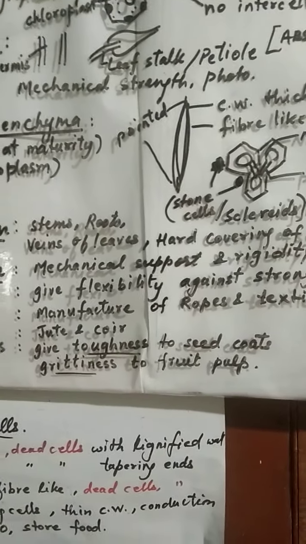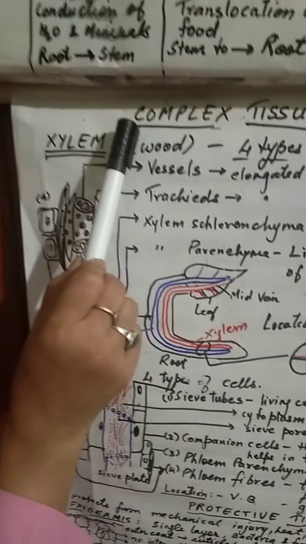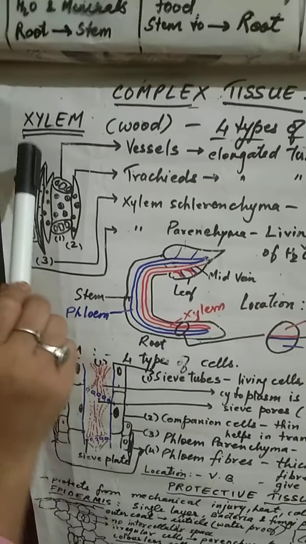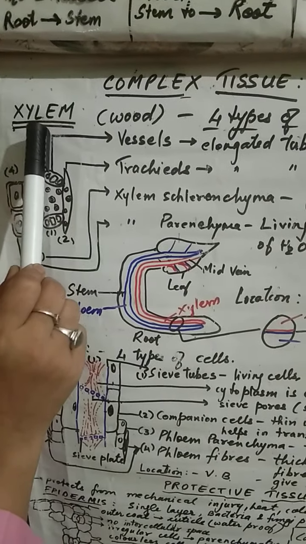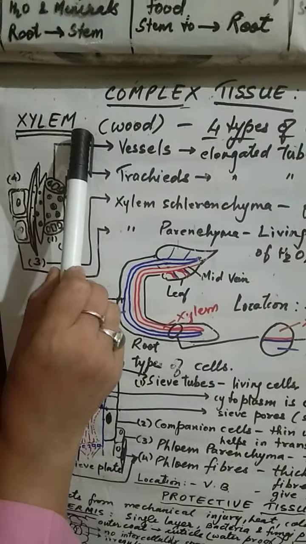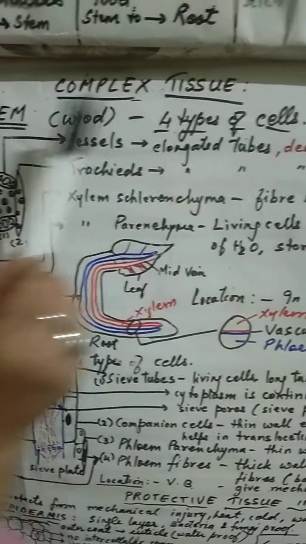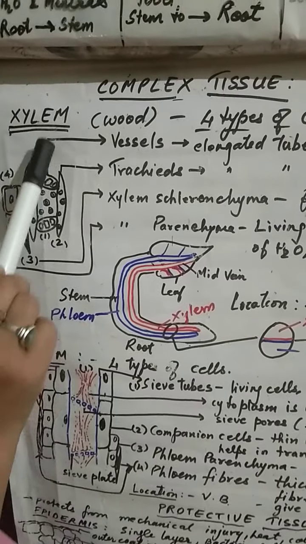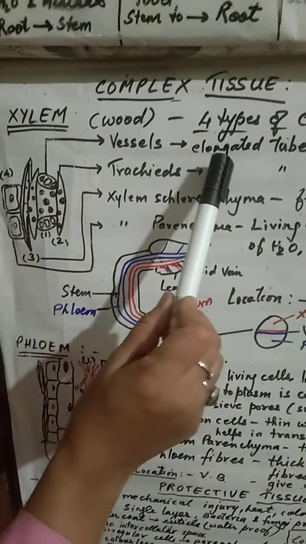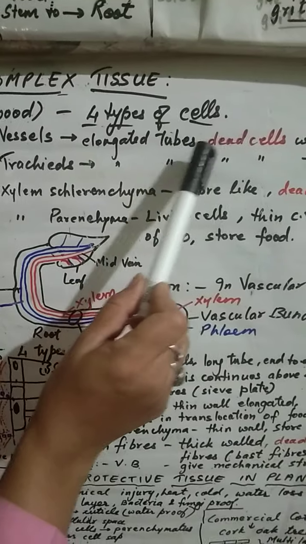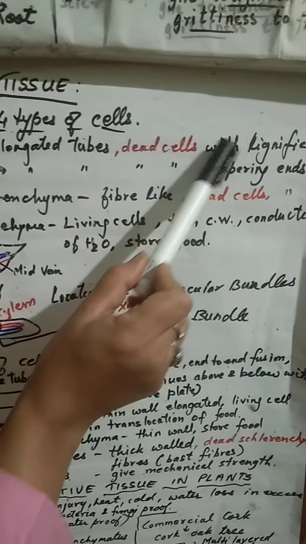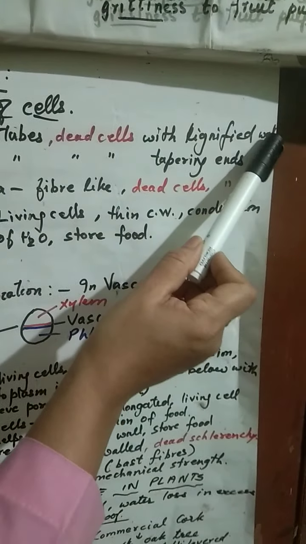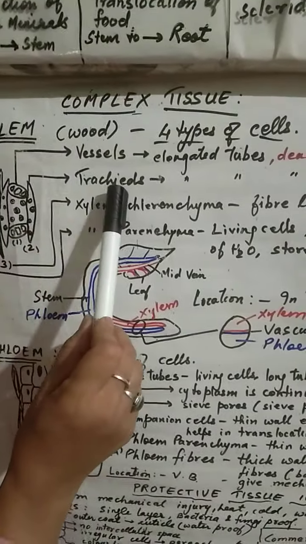Now let us see what is complex tissue. We have seen complex tissues are made up of more than 2 to 3 types of cells. First example is xylem. This xylem is also called wood, and it is made up of 4 types of cells. These are, first, vessels. The middle one is the vessel. What is the shape? They are elongated, tube-like, but they are dead cells. They have lignified walls. The second cells in xylem are tracheids.